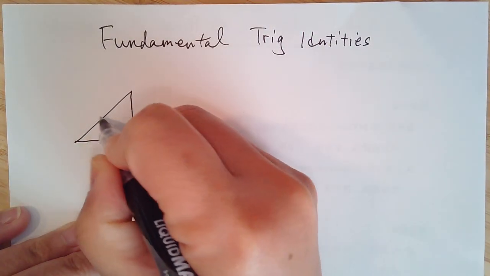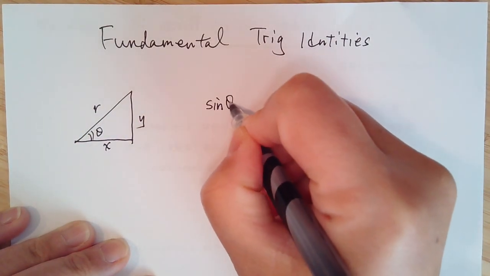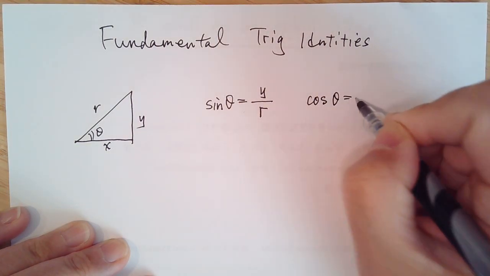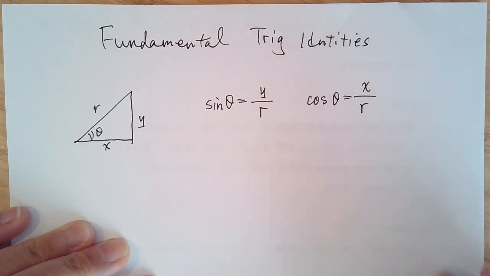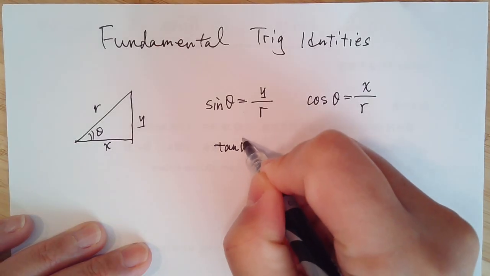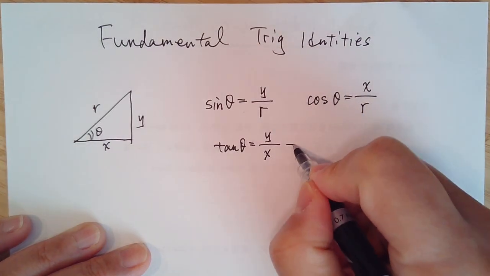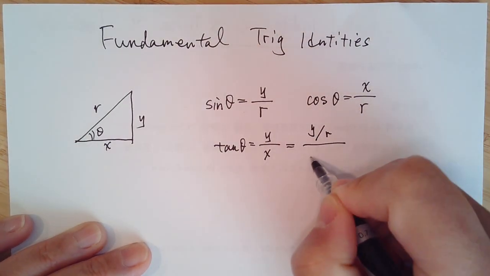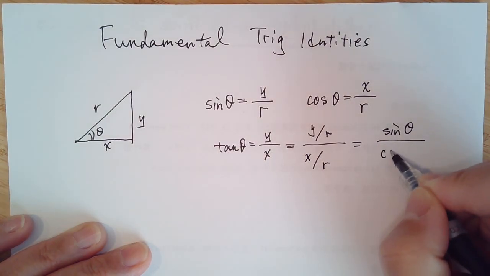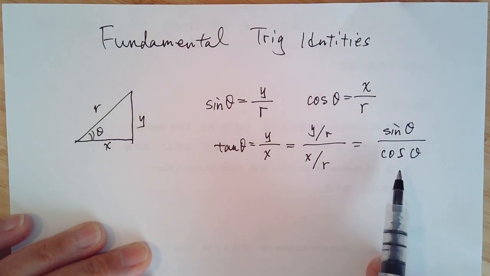This is x, this is y, this is r, and here's the angle theta. Do you remember sine theta? That would be y over r, and cosine theta, which is x over r, right? That was what we learned in the previous chapter or unit. And then tangent theta, did you notice that is y over x? Which is actually y over r over x over r, and that would be sine theta over cosine theta. So tangent theta is sine theta over cosine theta.